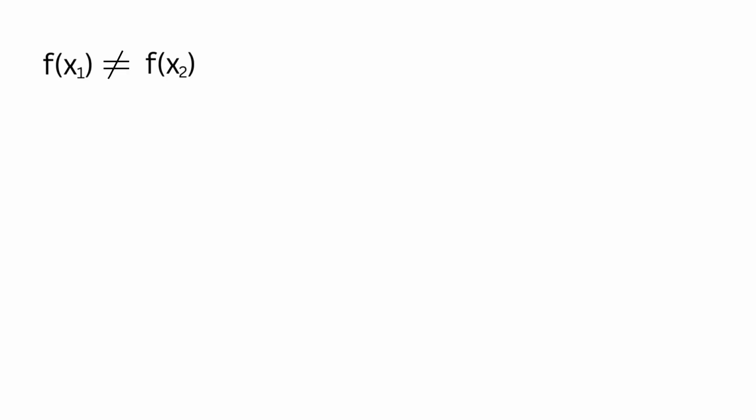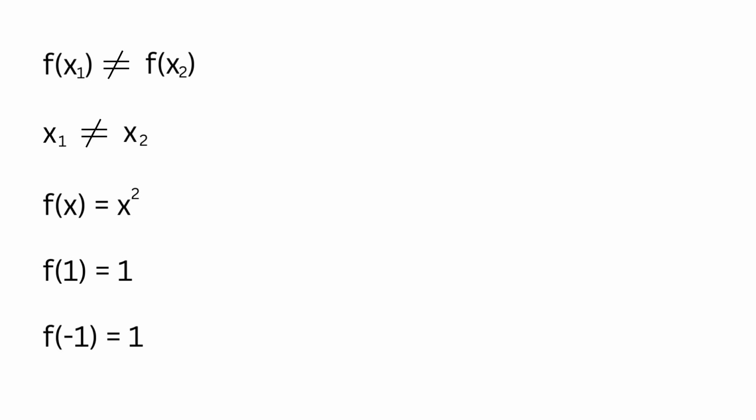Now, the second concept is the one-to-one function, which is f of x1 different than f of x2 whenever x1 is different than x2. So if we evaluate f of x with two different values of x, it should not give the same y. For example, f of x equal x squared is not a one-to-one function, since f of 1 equals 1 and f of minus 1 also gives 1. So two different values of x give the same y.